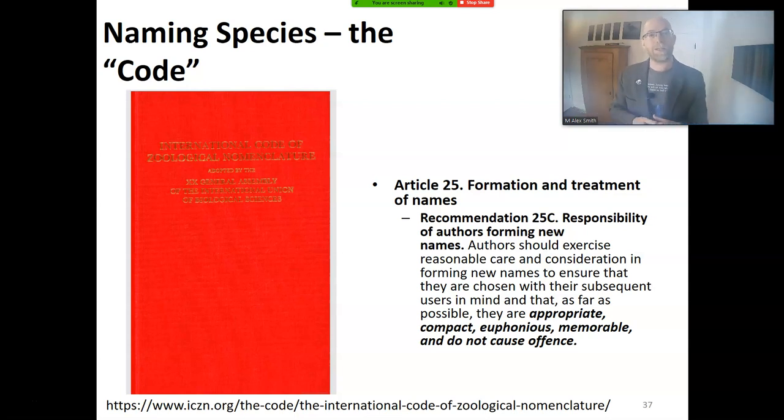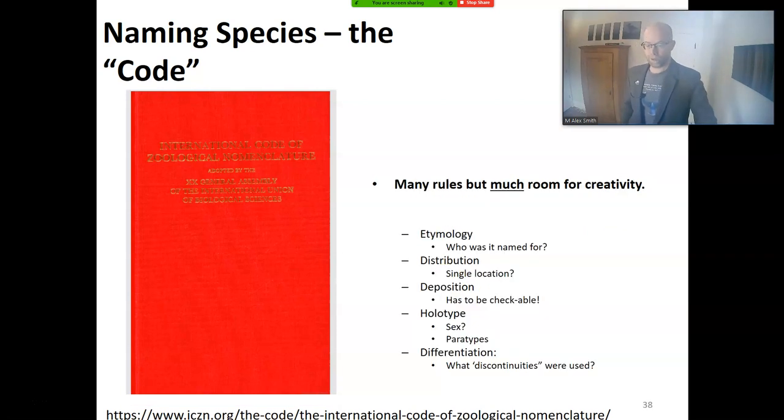It's kind of the same list of things that you would think about when you're naming your cat or your puppy or your child. So appropriate: you don't want to name your cat Jellyfish, perhaps. And compact: you don't want to name it a long name that's hard to call if the cat has escaped outside. Euphonious means it sounds good. Memorable means you can remember what you called your cat. And you don't want to offend: you could call your cat WTF, but you wouldn't want to split off the last F and call your cat that, because calling it in the neighborhood might give offense. Ta-da. So, many rules with much room for creativity.